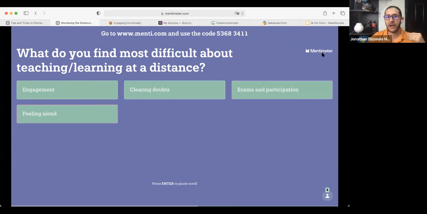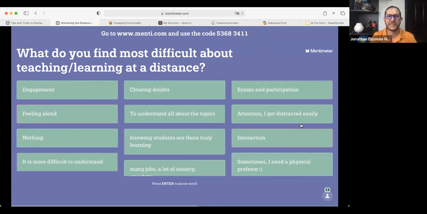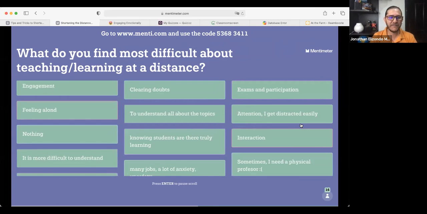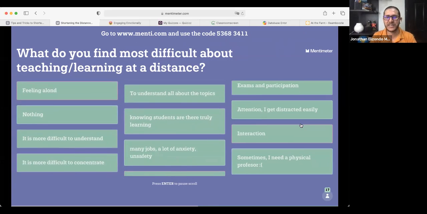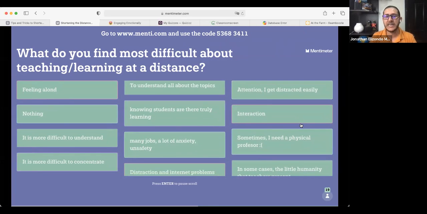Clearing doubts, it's sometimes difficult. If you are a student, you might have a doubt, a question, and then the teacher is not available. You feel alone. Attention, I get distracted easily. That is the same, the same happens to me. It is more difficult to understand all the topics, many jobs, a lot of anxiety and safety.